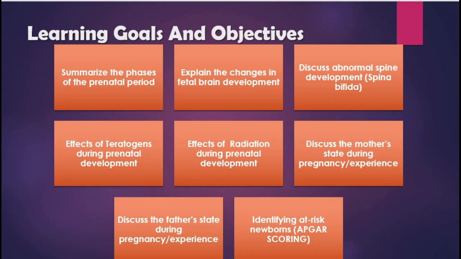We will summarize the phases of the prenatal period, explain the changes in fetal brain development, discuss abnormal spine development, and we will talk about spina bifida and what that is. Effects of teratogens. We'll explain what teratogens are and how they affect the developing fetus during prenatal development. Effects of radiation during prenatal development.